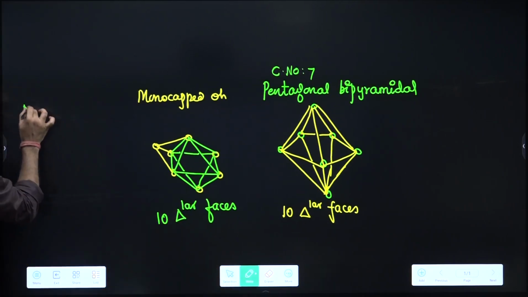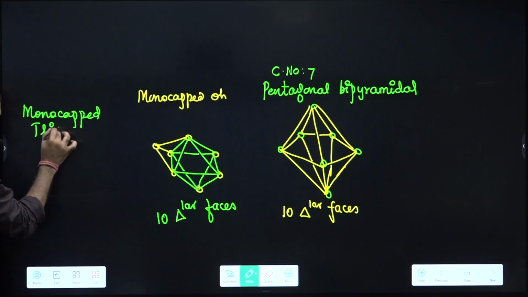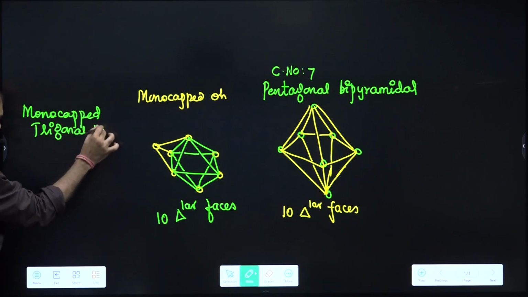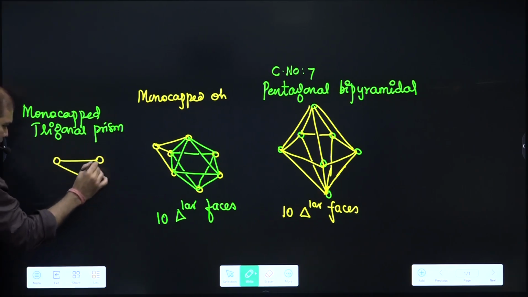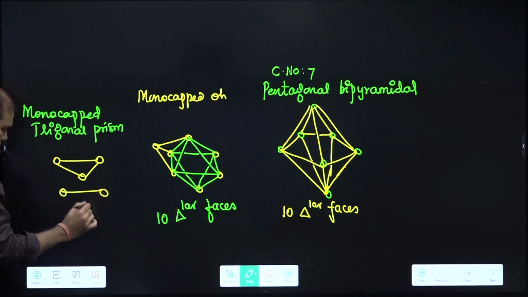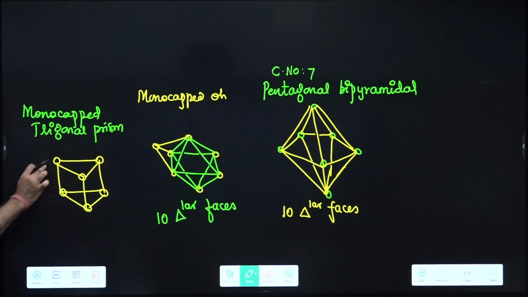For the same 7 we can also have monocapped trigonal prism. This is trigonal prism. So whenever we put a cap, you try to put it on a square face only, not a triangular face. Put a cap on a square face towards your left or towards your right or away. So suppose I am taking towards your left, 1, 2, 3, 4.